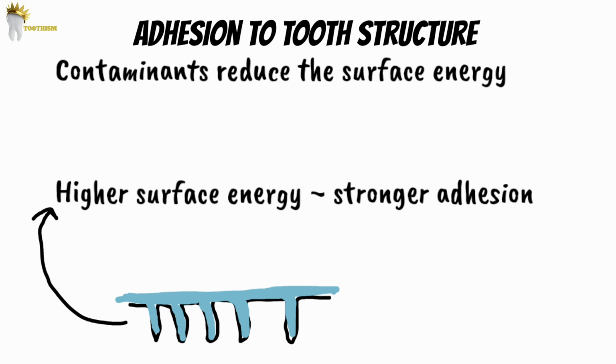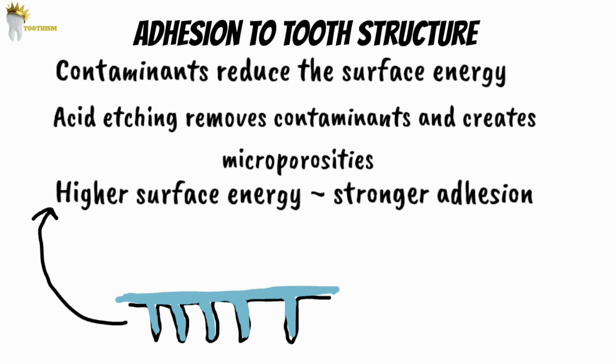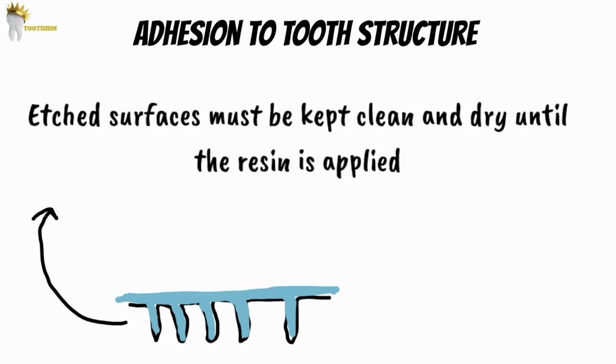That's why the acid etching is done. Acid etching removes all the contaminants and creates microporosities. Means it creates a high energy tooth surface. In this way, adhesives readily bond with the tooth. So please remember that once etching is done, the etched surfaces must be kept clean, that is free of contaminants like blood or saliva. Only then a sound mechanical bond will form.